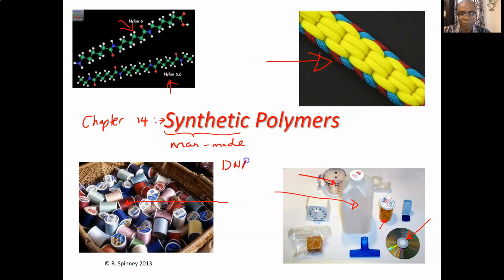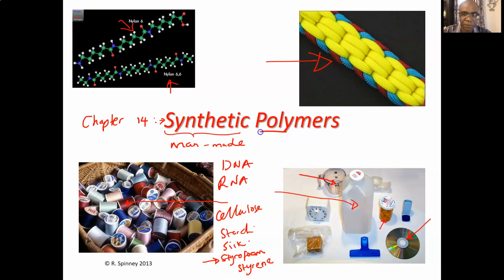Your DNA is a polymer, RNA is a polymer. Trees have a polymer called cellulose that's found in the wood. Starch is a polymer. Silk, a natural polymer. Styrofoam. You know styrofoam? The packaging material that's used to make peanuts. That's a polymer from styrene.